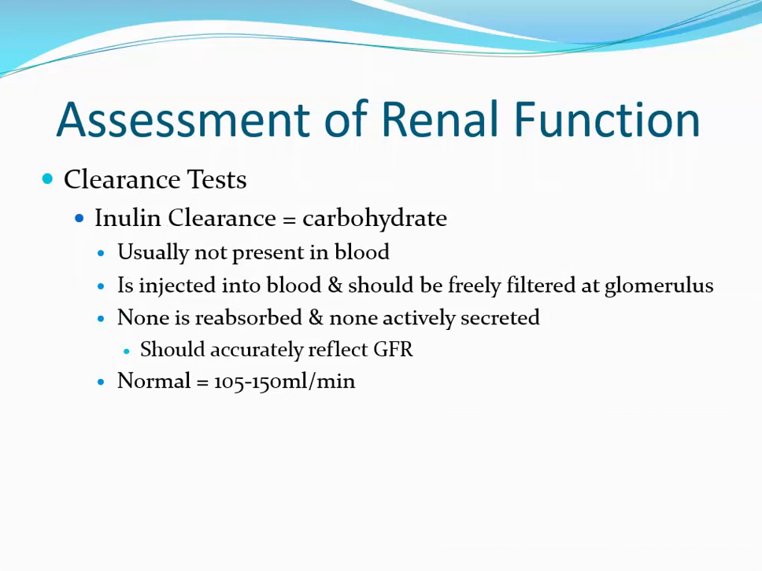The final clearance test is inulin. Inulin is a carbohydrate that is not usually present in the blood. This material will be injected in the blood and should be freely filtered at the glomerulus. None will be reabsorbed, and none should be actively secreted, so this should be the most accurate reflection of the glomerular filtration rate. Normal value should be between 105 and 150 mils per minute.